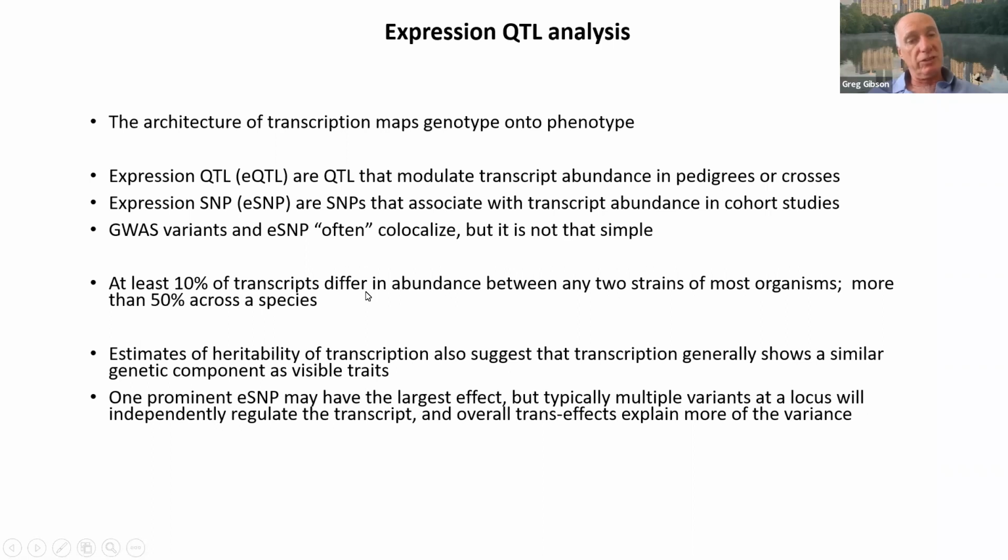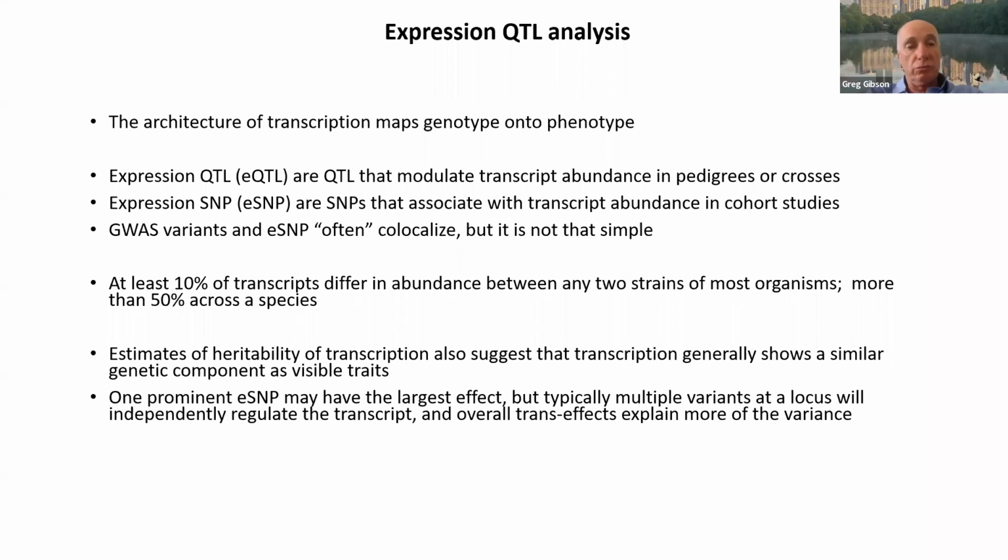I wrote this next sentence a few years back. It's kind of a silly sentence, I actually think. But anyway, if you just took two people, or two cows or two corn plants, and you were able to repeatedly measure them, you would probably find that at least 10% of the transcripts differ in abundance in a particular tissue you looked at between those two individuals, whether it's strains of organisms or people or whatever.